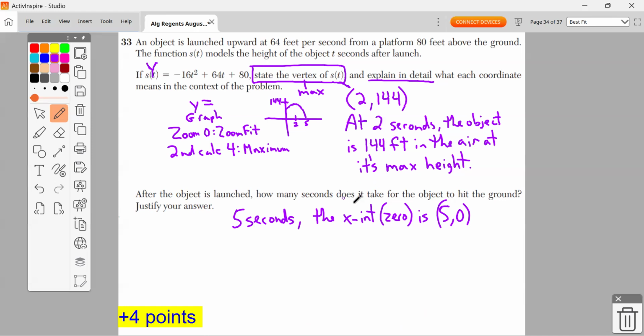After the object is launched, how many seconds does it take to hit the ground? Hit the ground is this point on your graph where the graph crosses the x-axis. You can find the x-intercept, all right? The x-intercept is at (5, 0), so it takes 5 seconds. You do have to justify your answer there by saying the x-intercept is (5, 0).